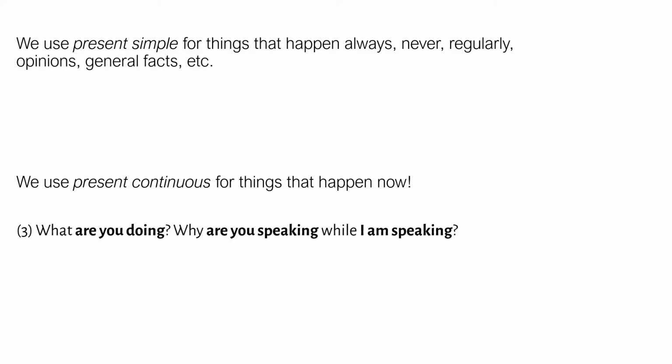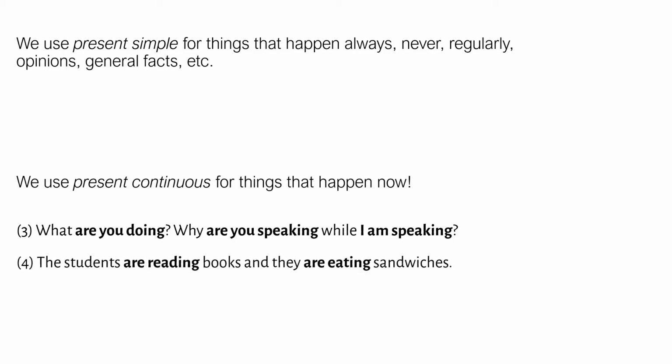So, if you have some sentences, what are you doing? Why are you speaking while I'm speaking? This is correct, right? We're looking at someone, this person is doing something, he or she is speaking, and I am speaking too, right? So we see this happening. The students are reading books and they are eating sandwiches. It's something that's probably going on now, so we can see them read their book and we can see them eat their sandwich, so present continuous. They are reading their books and they are eating sandwiches.